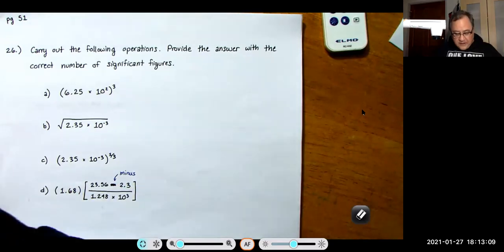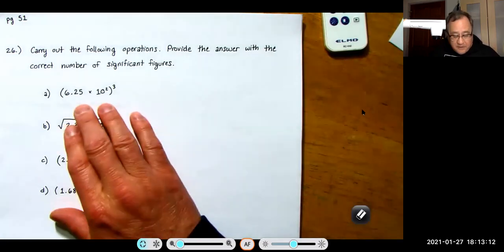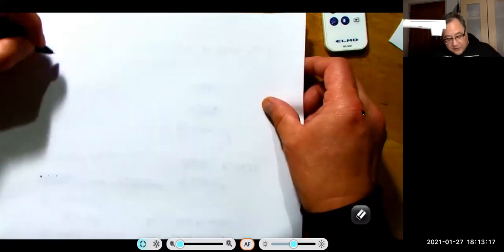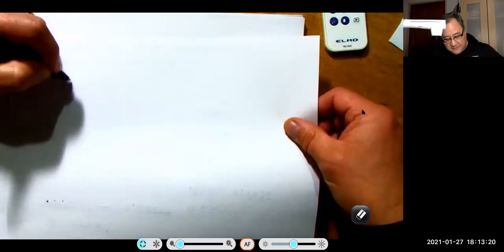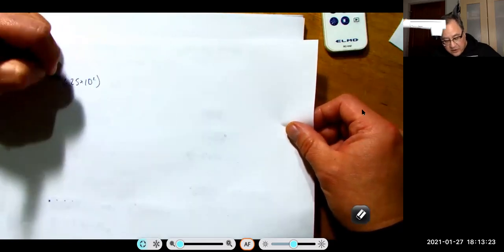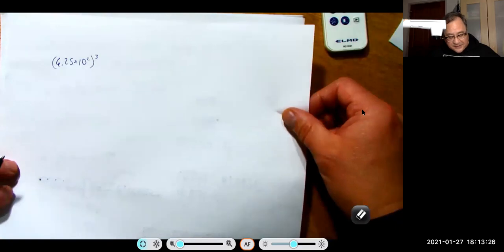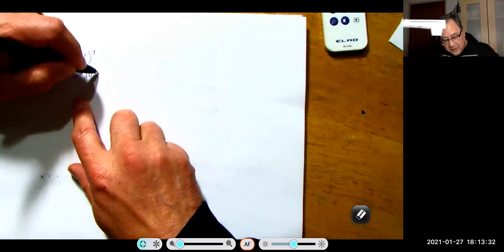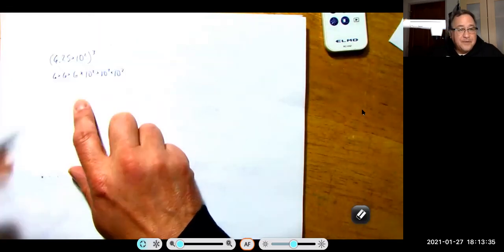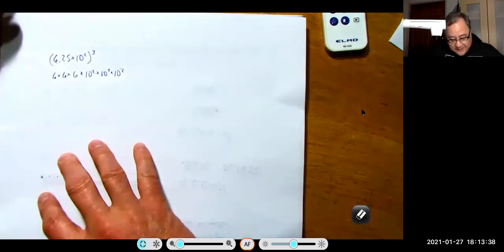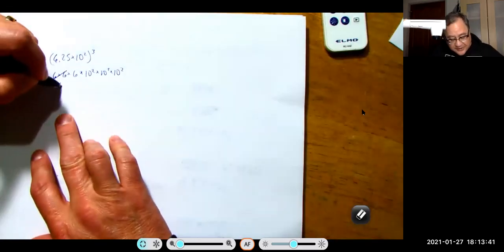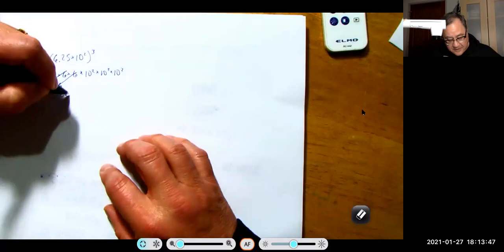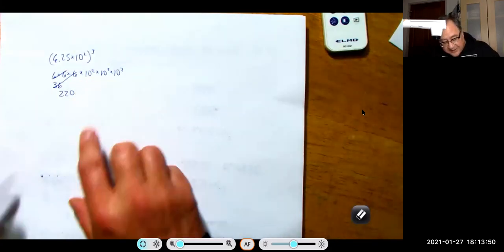So what I like to do when I'm trying to figure out these answers, though, is I like to do a little estimating. So if we have 6.25 times 10 squared, cubed, the way I think about this is that we have 6 times 6 times 6 times 10 squared times 10 squared times 10 squared. I'm estimating. 6 times 6 is 36. 36 times 6 is 200 something. Let's call it 220. 10 squared times 10 squared times 10 squared is 10 to the 6th.